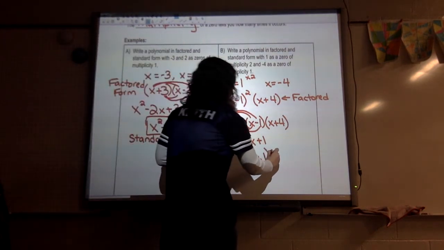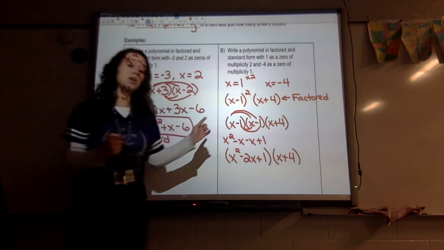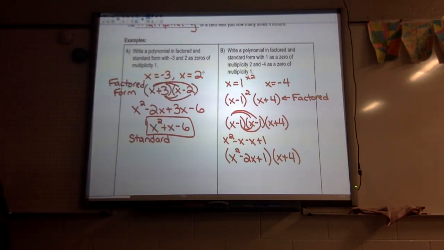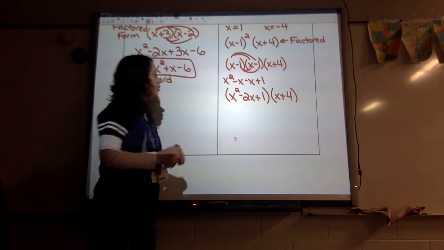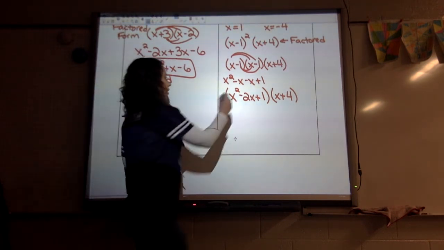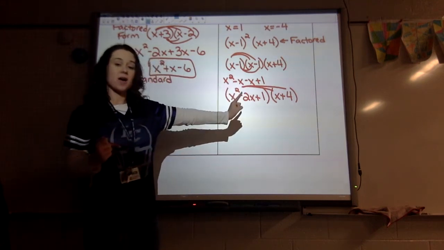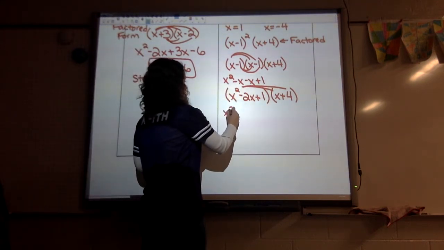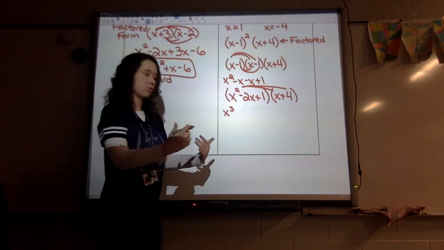So now, I'm going to take the answer that I just got and distribute again to x plus 4. I'm going to scroll up so I have just a little bit more room here. Okay? So I'm going to start by taking x squared times everything over here. So x squared times x, that's 3 total x's, so x cubed. x squared times 4 would be 4x squared.